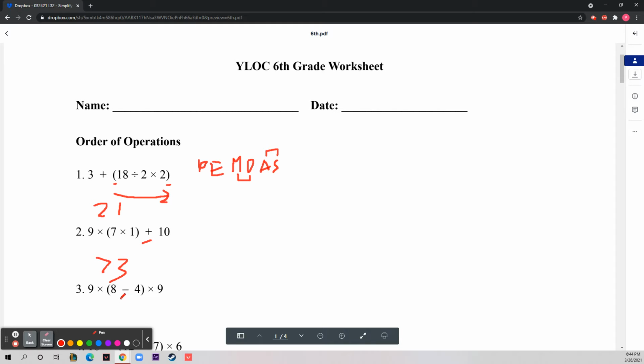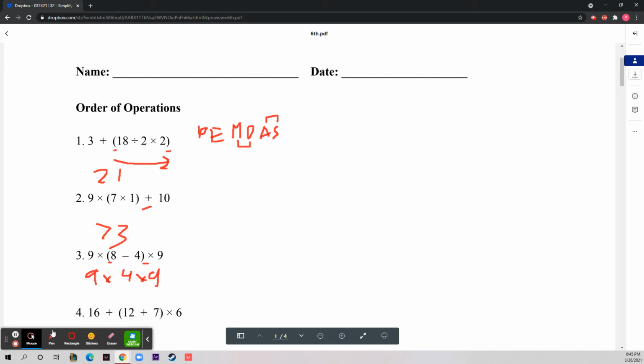Okay, number 3, parentheses first, so you do what's in the parentheses first, which just happens to be subtraction. So 8 minus 4 is 4, and then it's 9 times 4 times 9. When you have the same sign, it doesn't matter, but usually you just go left to right. 9 times 4 is 36, and 36 times 9 is 324.